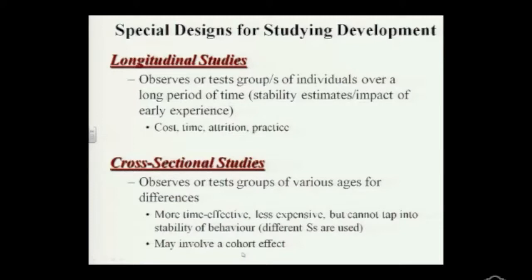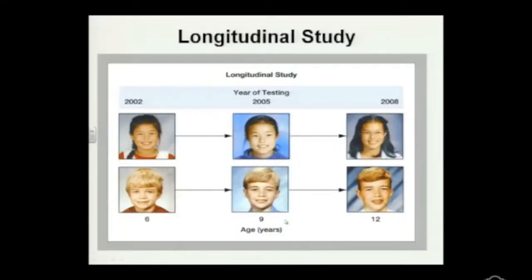So one of the things we try to do to get around this cohort effect is, I'm just going to show you some pictures here. This is longitudinal. So here we have, in 2002, 6-year-olds. So both boy and girl at 6 years old. Then again, 3 years later, at 2005 when they're 9. Then again at 2008 when they are 12. So it's the same person.